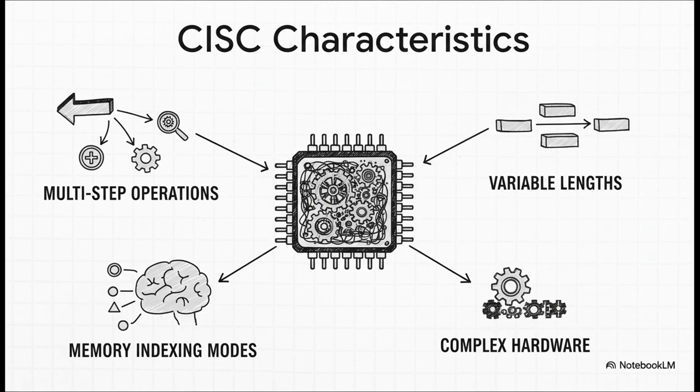And that complexity leads to these core traits. You've got single instructions trying to juggle multiple operations. You have this huge menu of different ways to access memory. And the instructions themselves, they can be all different lengths and sizes, which, as you can imagine, makes decoding them a real headache for the processor. The whole focus is on building this incredibly capable but also incredibly complicated piece of hardware.